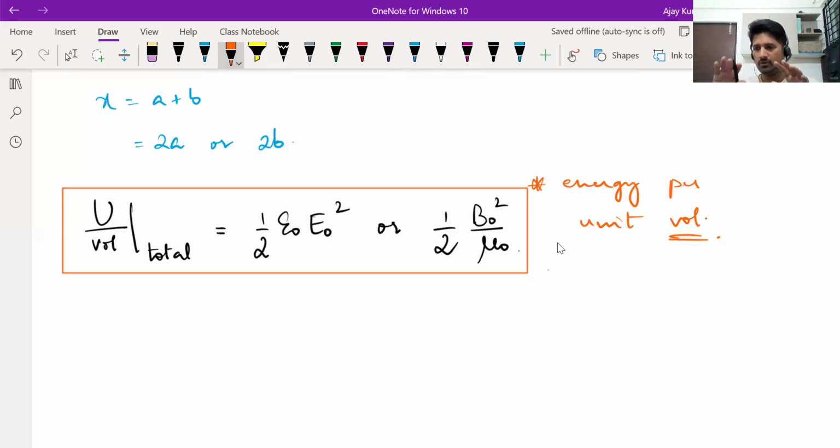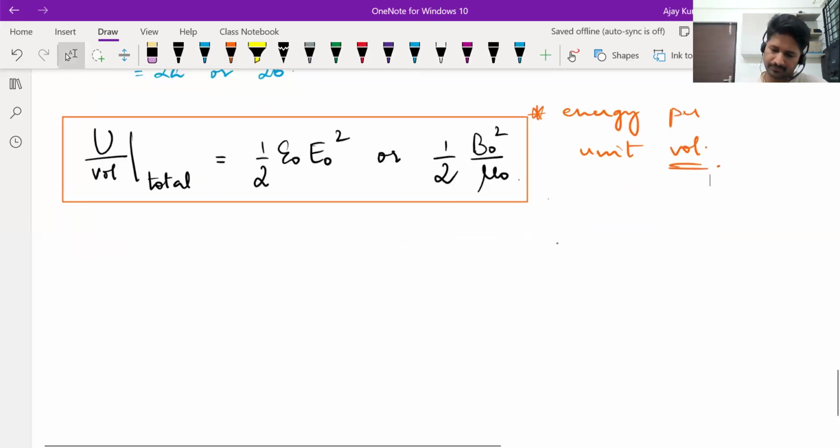Okay. So if you know how much volume is filled by the electromagnetic waves, then you can tell what is the total energy in that volume. This is just the expression for energy per unit volume. Multiply it with volume, you'll get the total energy.